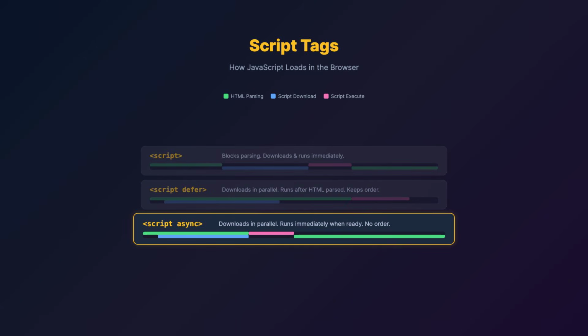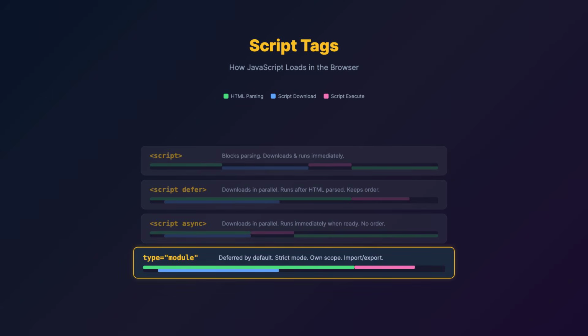The async attribute is different. Async downloads in parallel too, but runs the script immediately when it's ready. Async scripts don't wait for HTML parsing to finish, and they don't guarantee order. Whichever downloads first runs first. Use async for independent scripts like analytics or ads.